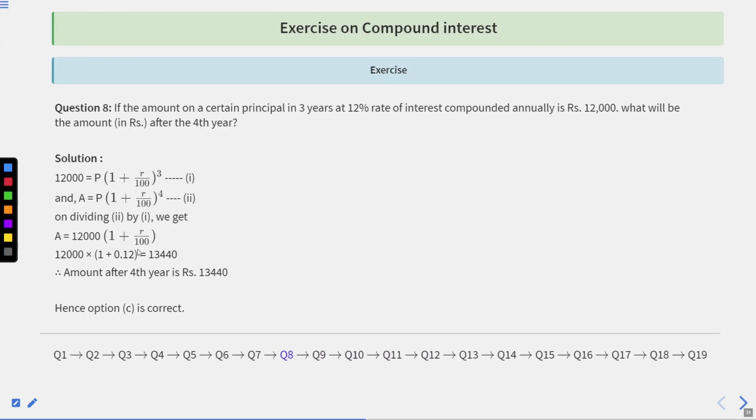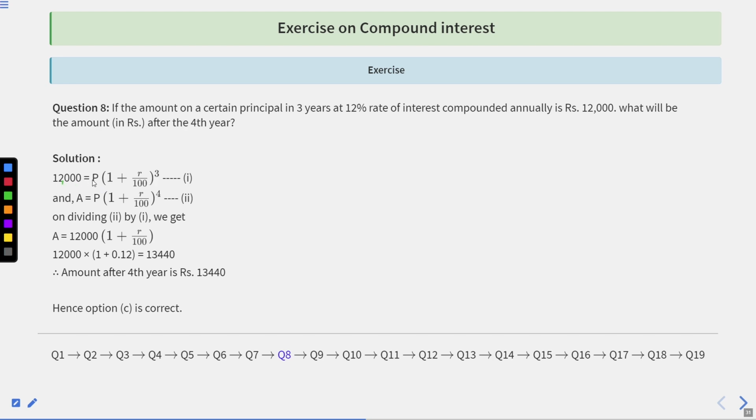So now 12,000 is equal to principal into 1 plus r upon 100 to the power 3, which is equation number 1. And the amount A is equal to principal into 1 plus r upon 100 to the power 4, which is equation number 2. Now dividing 2 by 1, we get amount equal to 12,000 into 1 plus r upon 100. So which is 12,000 into 1.12, equal to 13,440. Therefore, the amount after the 4th year is 13,440. So the correct option here is option C.